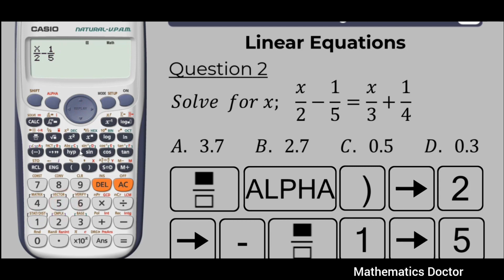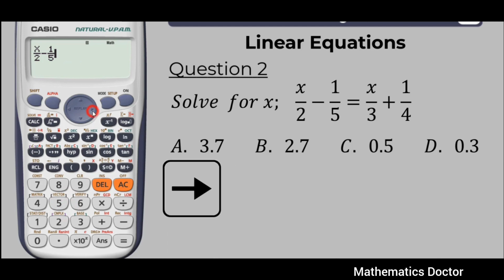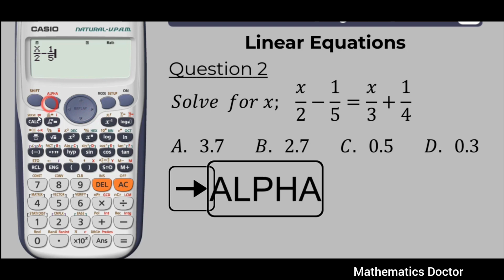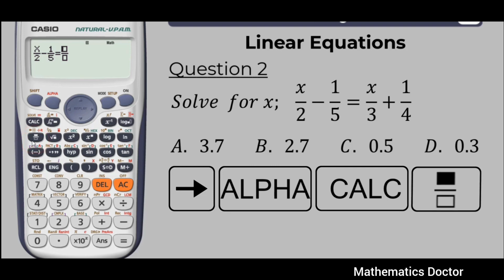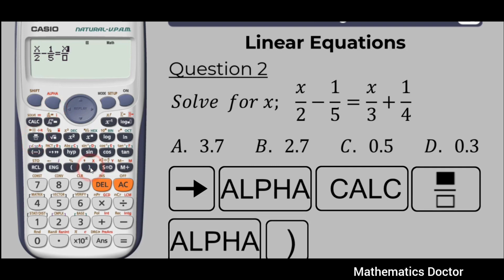Now take the indicator to the side of the fraction by pressing the arrow key to the right. Then we need the equal sign. The equal sign for a linear equation is done by pressing alpha and then the CALC. So when you press it, the equal sign will come. We have another fraction, x over 3. So press the fraction key, press alpha and the bracket close to get x at the numerator.